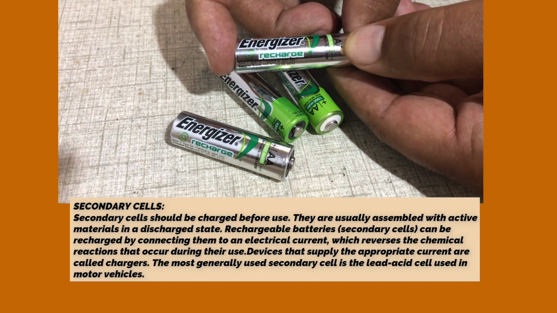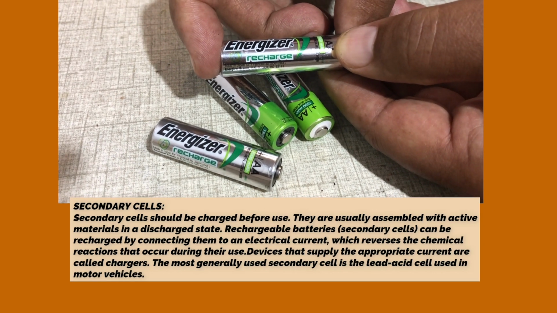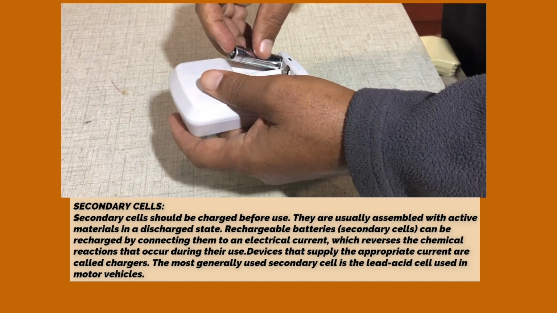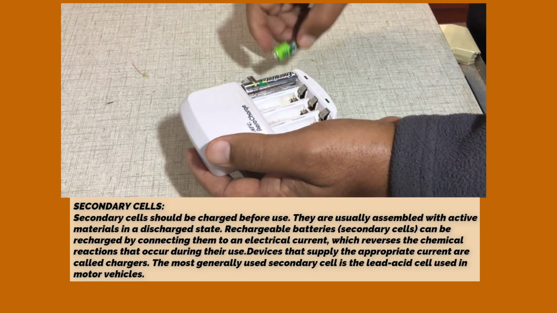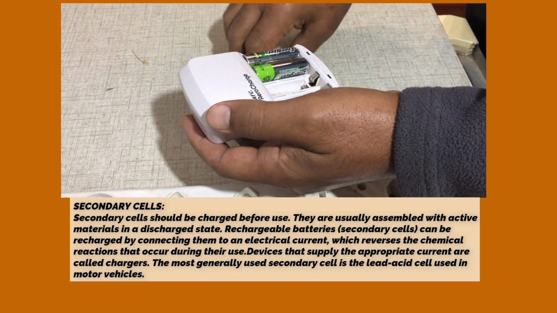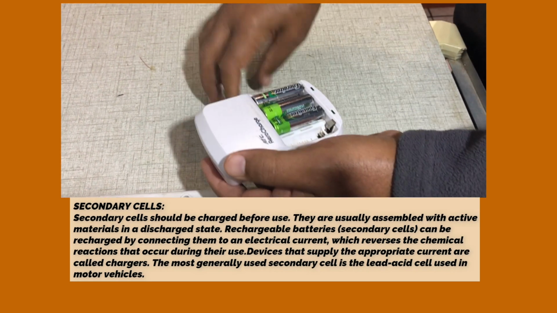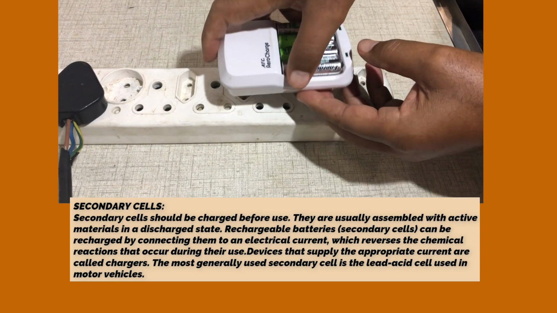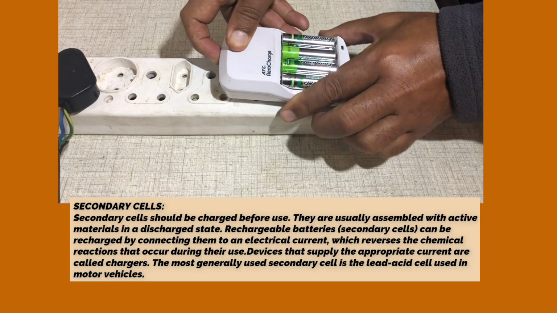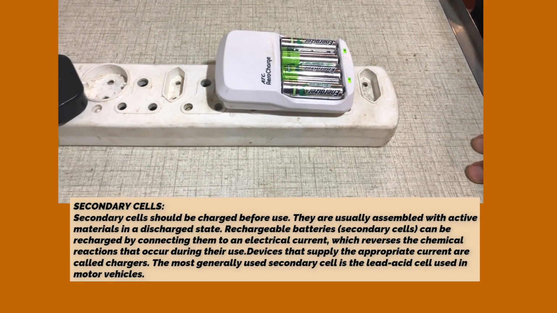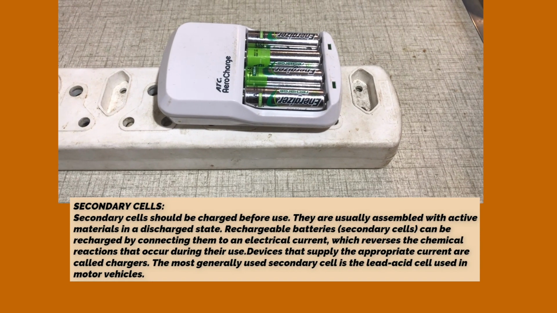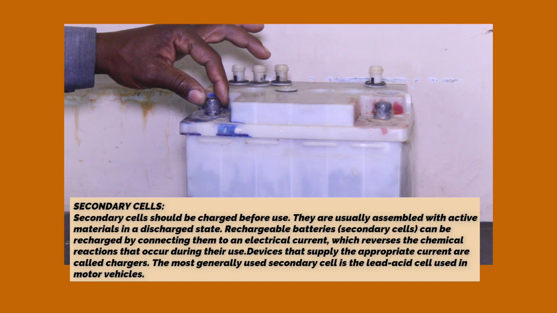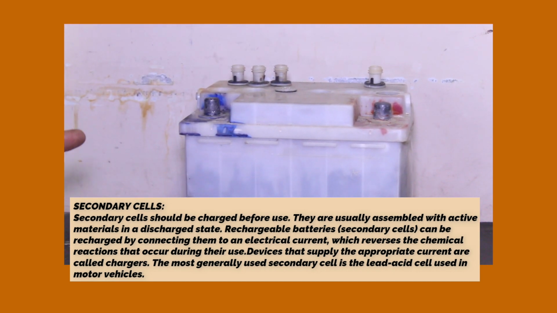Secondary cells. Secondary cells should be charged before use. They are usually assembled with active materials in a discharged state. Rechargeable batteries or secondary cells can be recharged by connecting them to an electrical current, which reverses the chemical reactions that occur during their use. Devices that supply the appropriate current are called chargers. The most generally used secondary cell is the lead-acid cell used in motor vehicles.